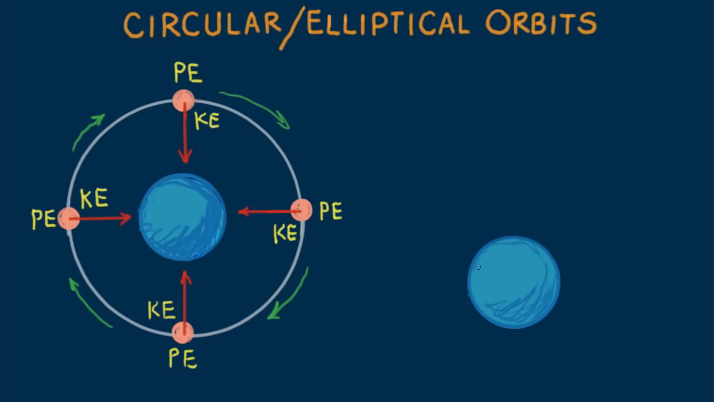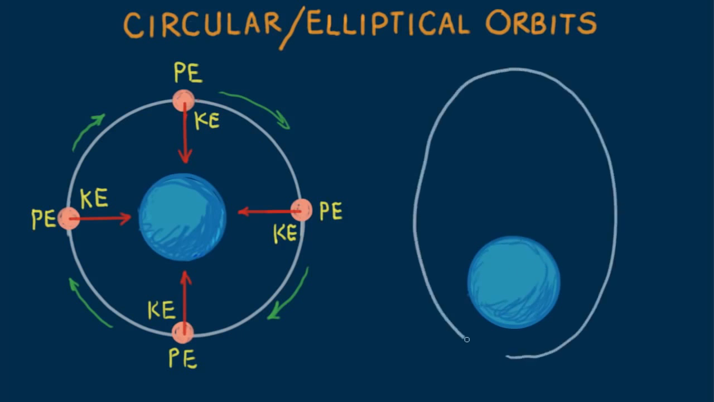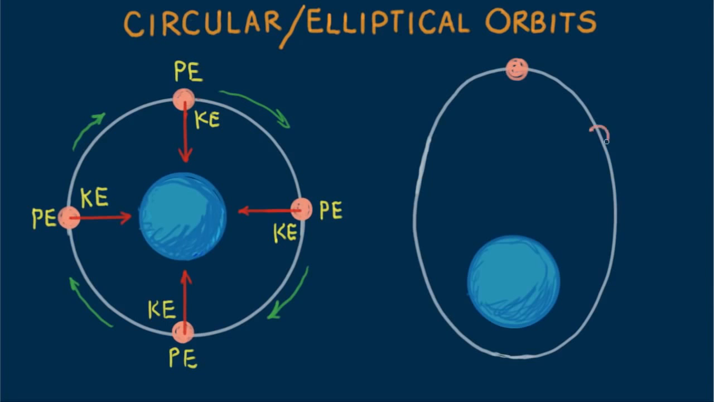Now things are different for a satellite in an elliptical orbit. Consider these sample positions for such a satellite. Since the distances from Earth are different, the forces are different. Weaker far from Earth and stronger when closer, in accord with the inverse square law. So the speeds are different also.